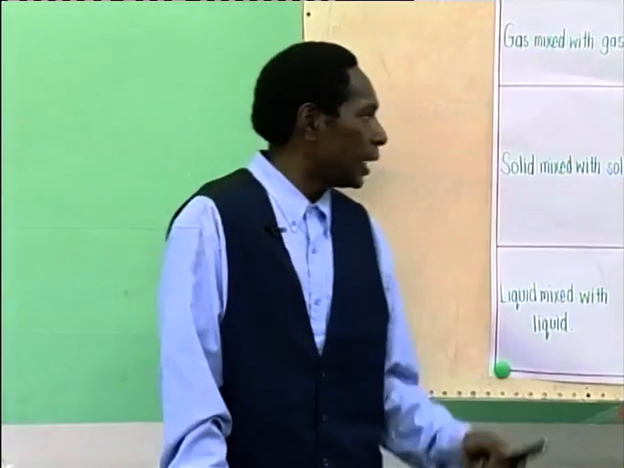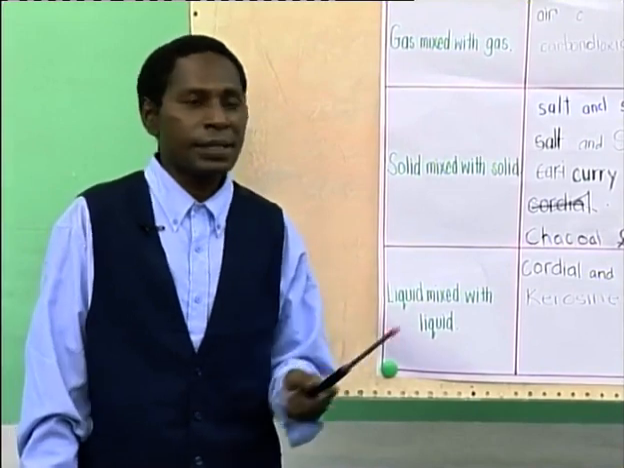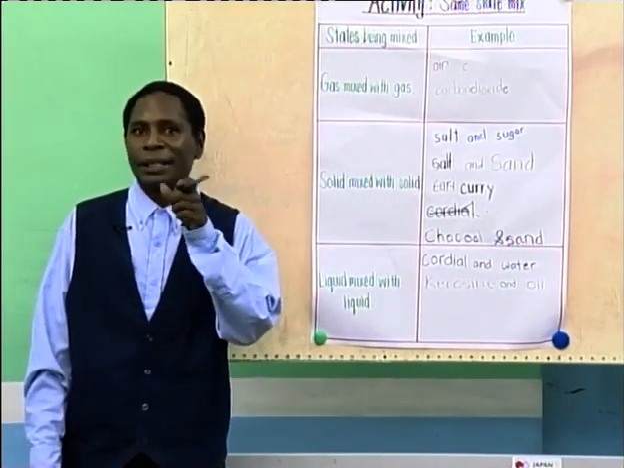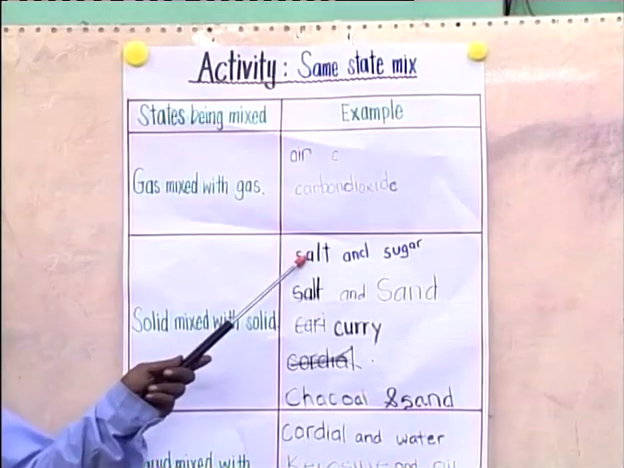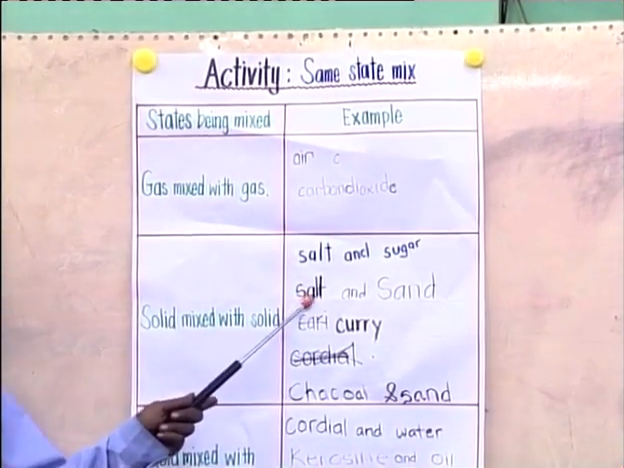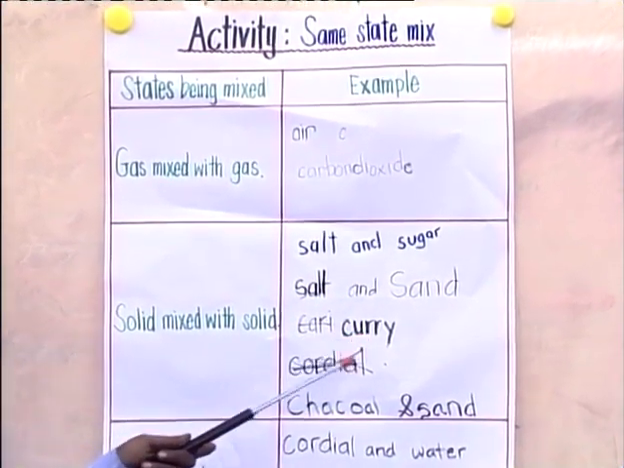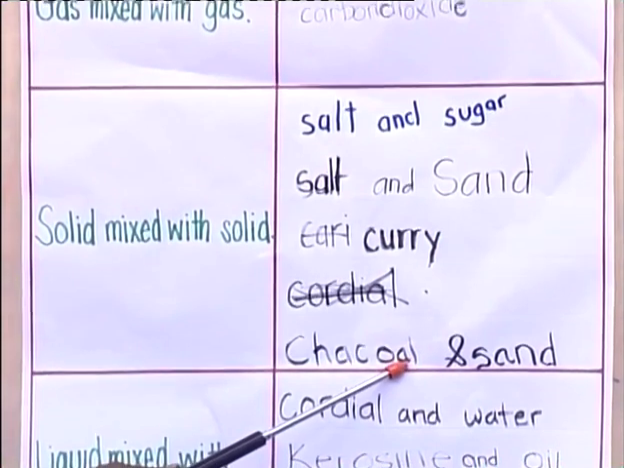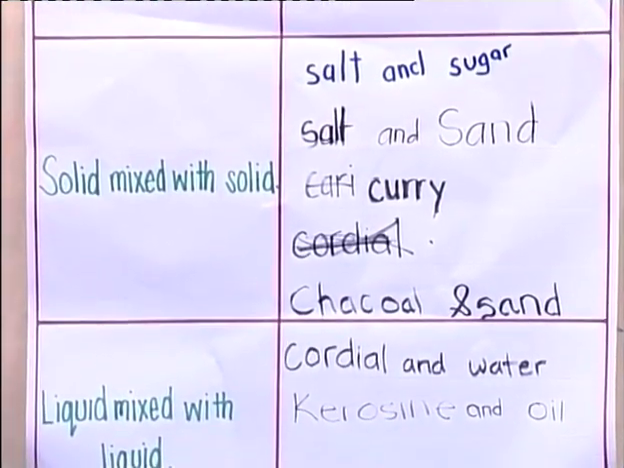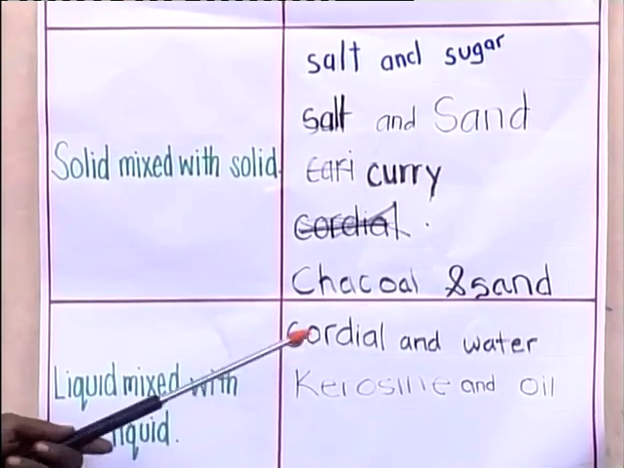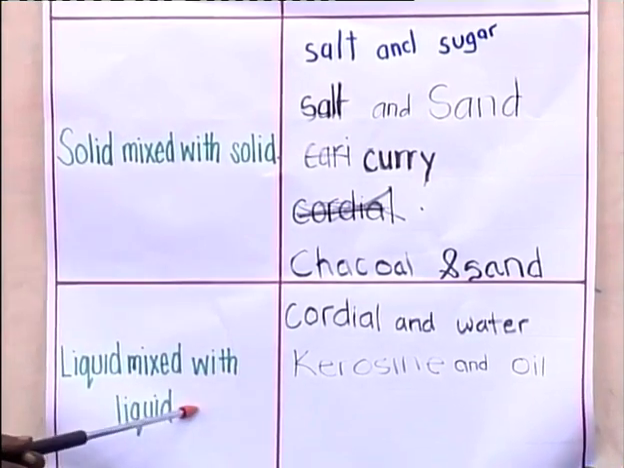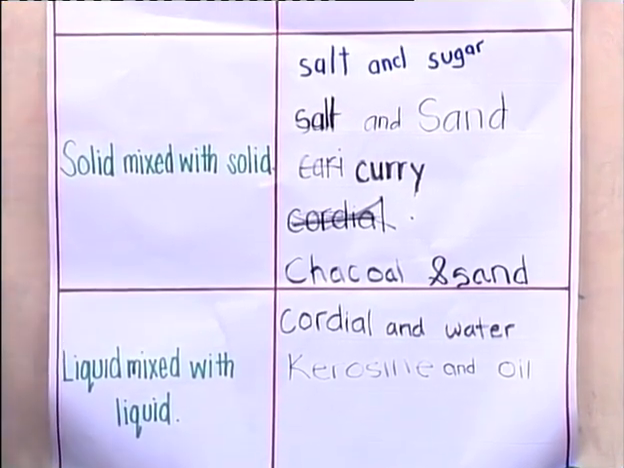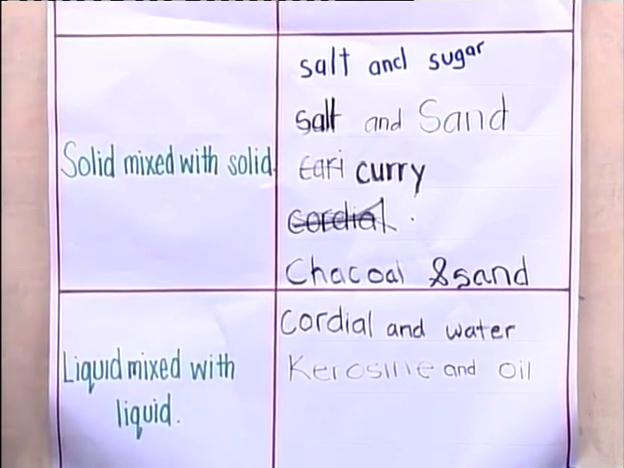Right, receiving students and class. Let us see what your friends from the model class have come up with. These are the ones that they have come up with. Whatever you brought, you will be coming up with that. Now, in the class, we have salt and sugar. Okay, they've got salt and sand and curry. Okay, there's curry there, which hasn't been mixed with the other substance, but at the bottom here we have charcoal and sand. That is all the examples of solid being mixed with solid. At the bottom here we have liquid mixed with liquid, cordial and water, and kerosene and oil. Now, receiving students, I hope you came up with different mixtures. Very good.